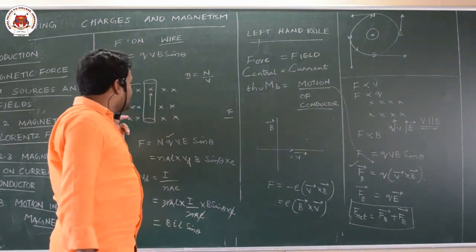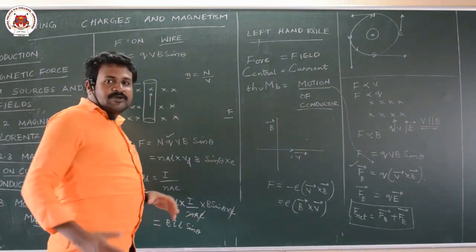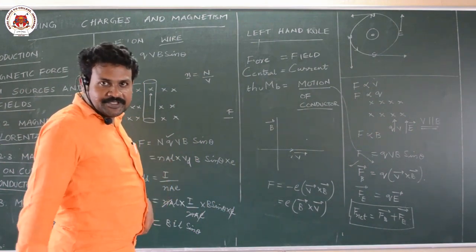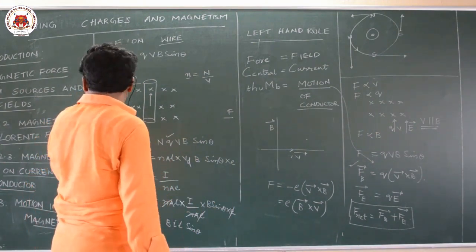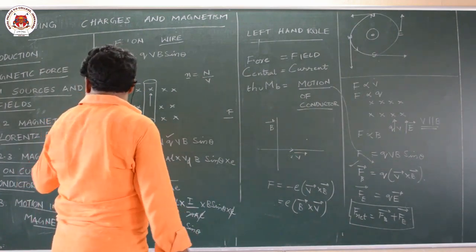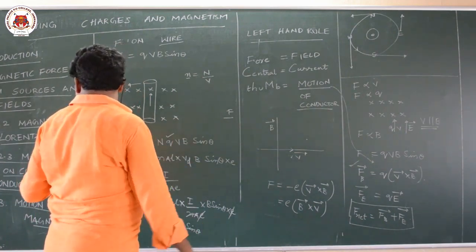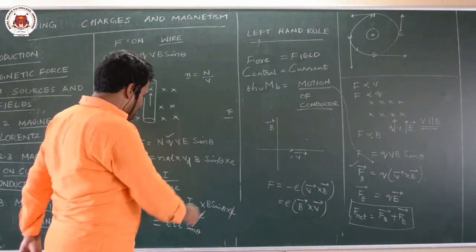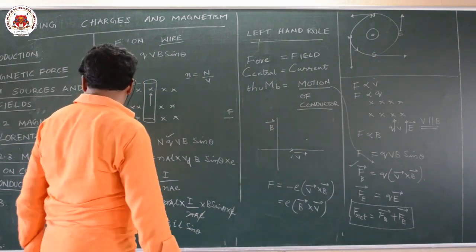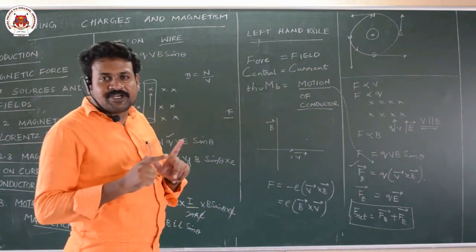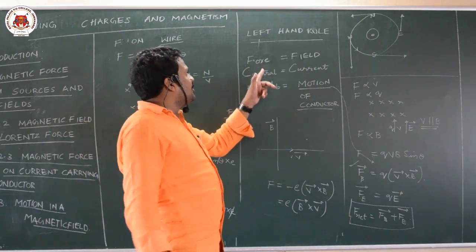So what we have studied here, introduction we have finished. What is the origin of magnetic field, and next what are the sources? Sources are current carrying conductors, and what is the Lorentz force, and what is the magnetic force on a current carrying conductor? Magnetic force on a current carrying conductor is BIL sin theta. And next we have seen left hand rule. For a current carrying conductor, magnetic field we know, but direction we can calculate by using left hand rule.